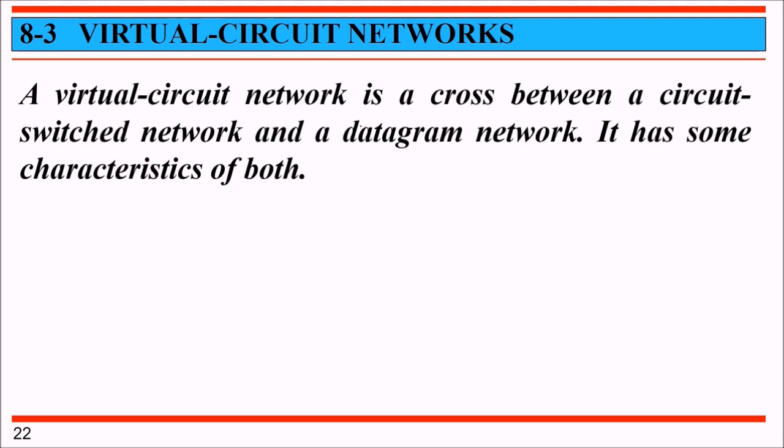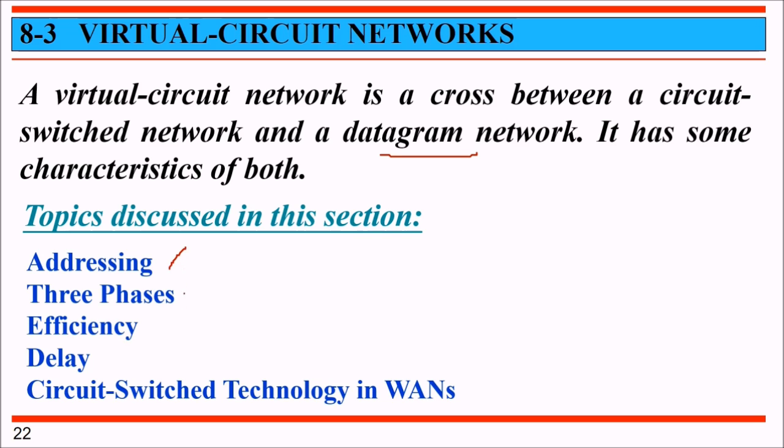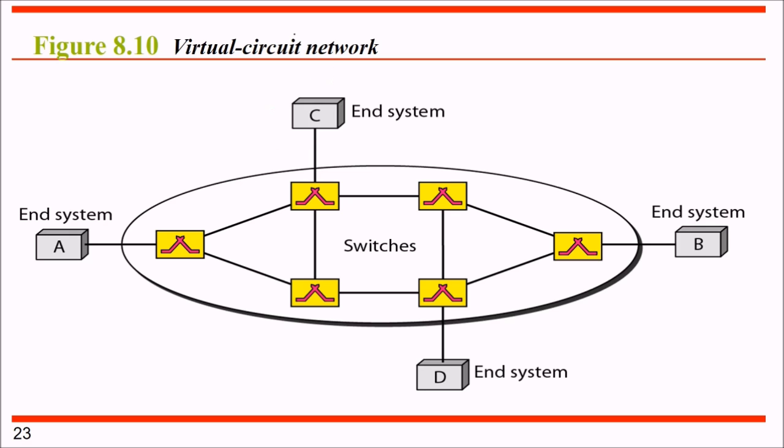Then we have virtual circuit networks. A virtual circuit network is a cross between your circuit switch network and a datagram network. The datagram network is a packet switch network, so it has some characteristics of both. We'll see the different parts of virtual circuit networks. This is a virtual circuit network, and for the system, it does have switches. Somewhere it would require a dedicated path, but somewhere it may use packet switching. So that is a blend of these two, the virtual circuit network.